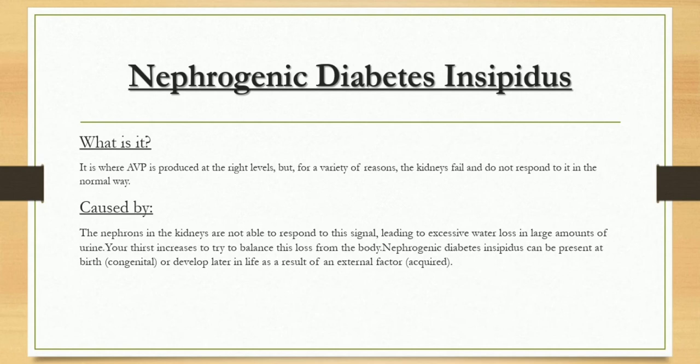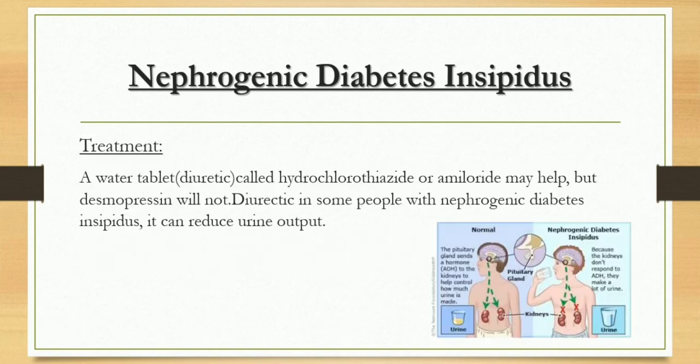So what causes nephrogenic diabetes insipidus? The nephrons in the kidneys are not able to respond to the signal, leading to excessive water loss and large amounts of urine. Your thirst increases to try to balance this loss from the body. Nephrogenic diabetes insipidus can be present at birth or develop later in life as a result of an external factor.